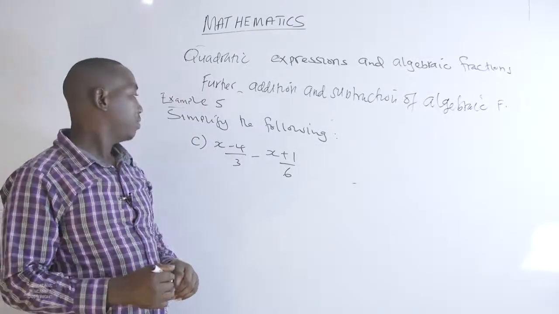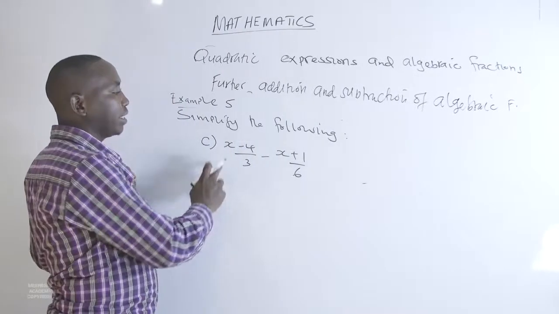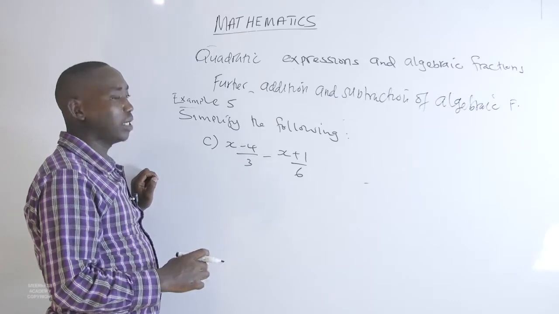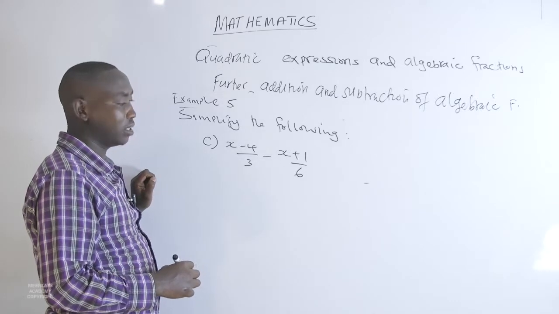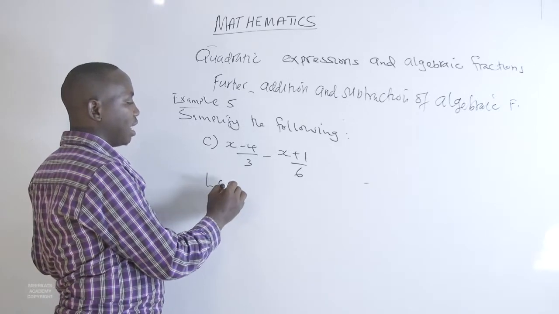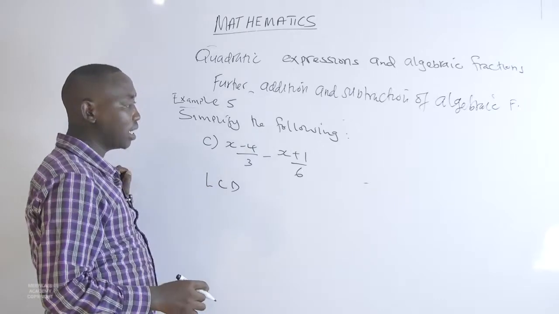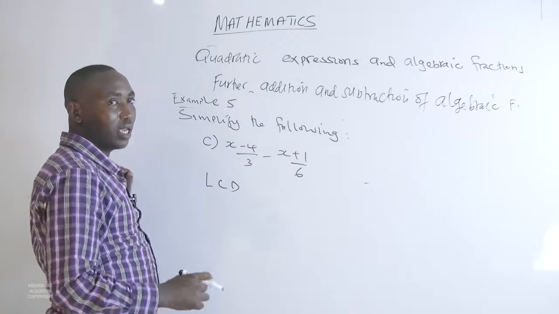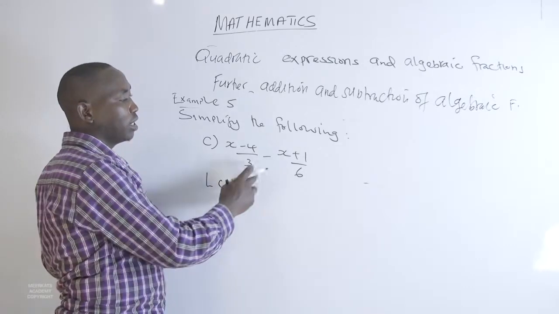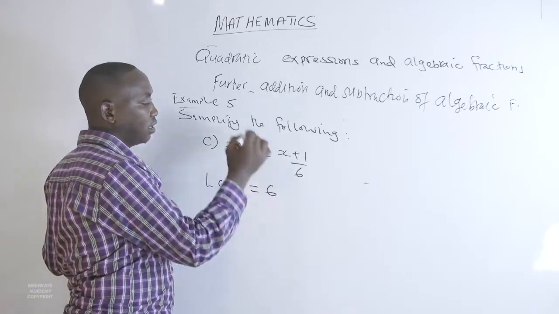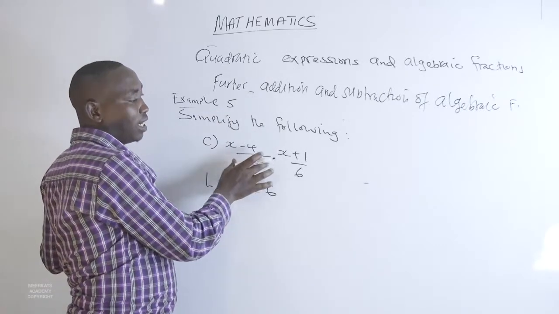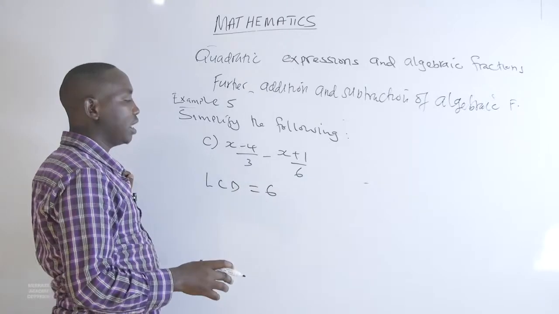Example C, we are told x minus 4 over 3 subtract x plus 1 all over 6. We need to find the least common denominator, and the least common denominator of 3 and 6 is going to be 6, because 3 is a factor of 6. So that is 6.